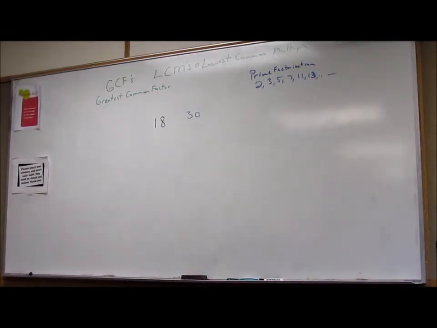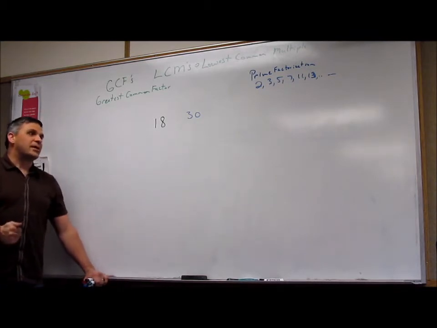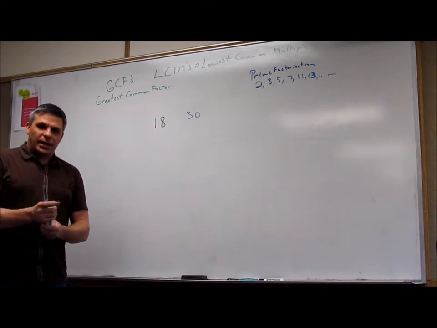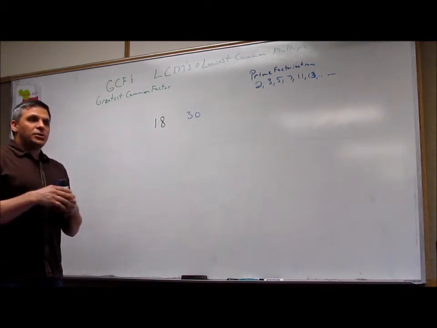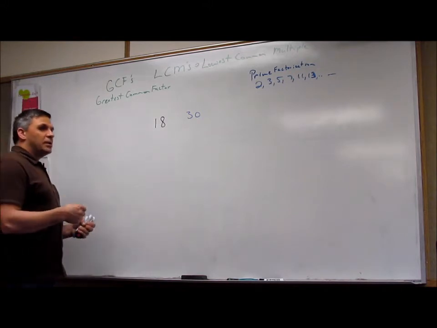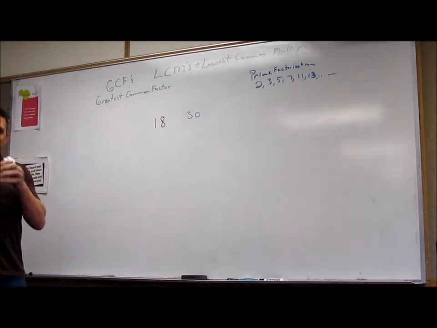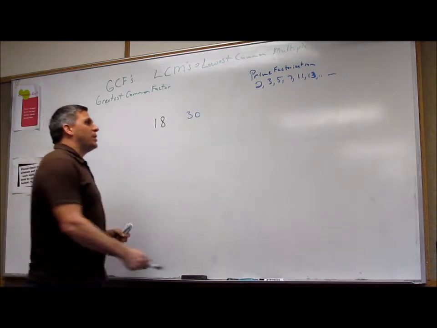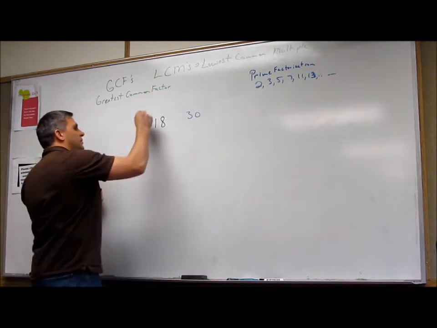Okay, so with this one, I'm going to look at these two numbers, find the prime factorization of them, and find the GCF. So the GCF in this case is going to be the number that goes into both of these numbers, but the biggest number that goes into both of these numbers. So right now we'll just start with 2's. Does a 2 go into both of these numbers?